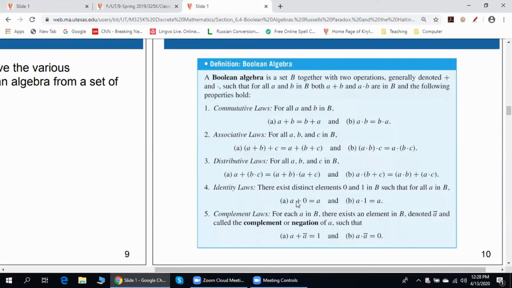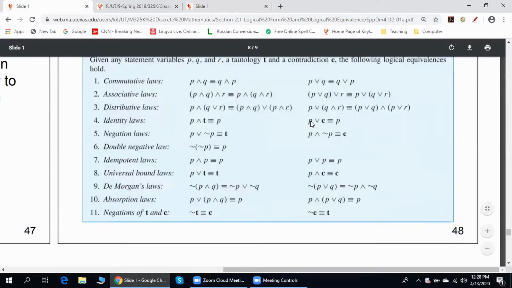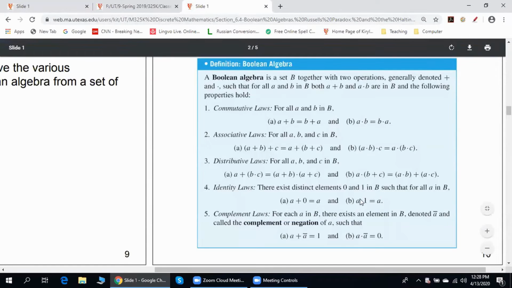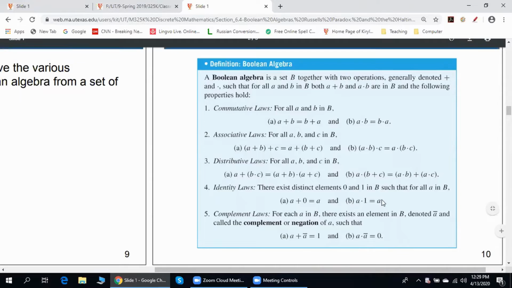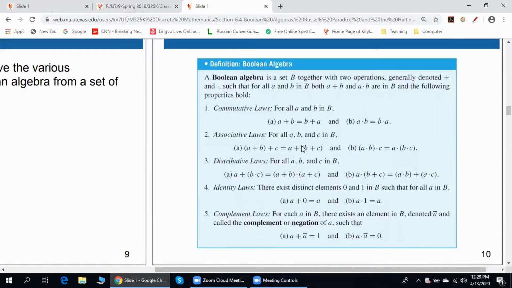A or contradiction is A. Let us go back to this. P or contradiction is P, correct? Yes. How about this? Then that would be A and tautology is equal to A. P and tautology is equivalent to P, correct? Yes. It's exactly what is written here. P and tautology is equivalent to P.